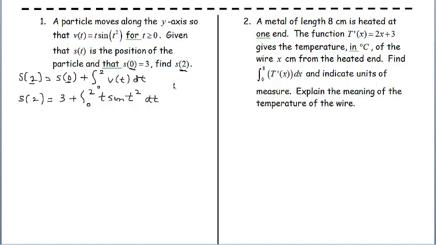It's going to be u substitution. U will be the inside function, t squared, and du will be 2t dt. Because t is present as a factor, we're in good shape. We can bring in the 2 and pull out the 1/2.